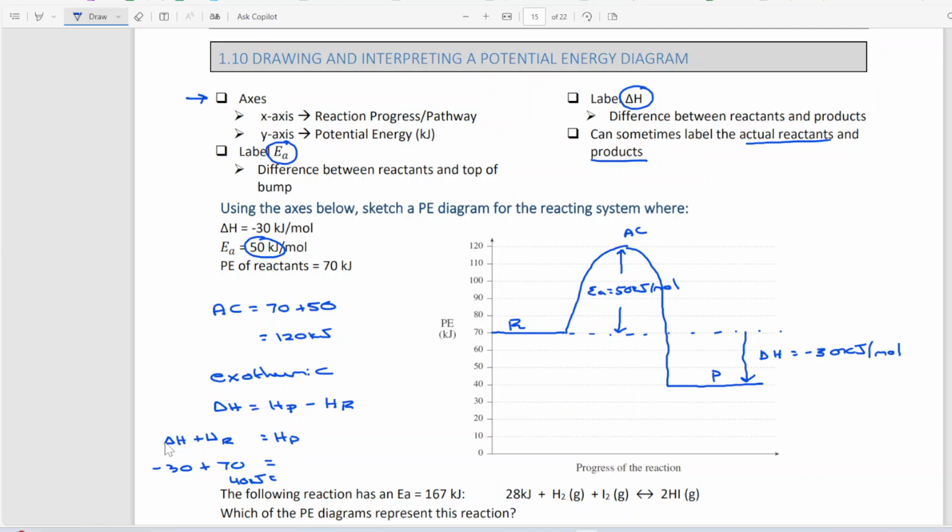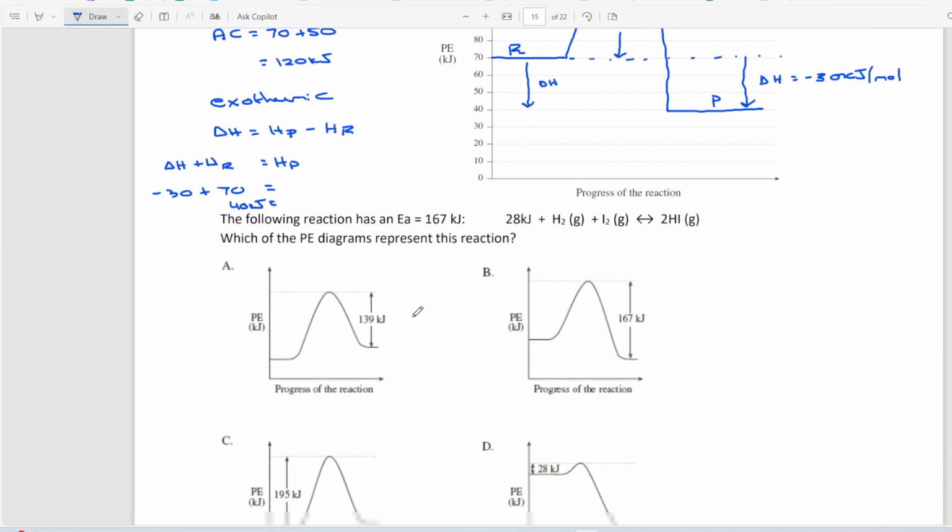Or if you wanted to, you could put it over here, right? I don't really care where you put delta H as long as you have delta H in a correct spot going from reactants to products, and that it's covering 30 kilojoules. Awesome. Let's look at the next example.